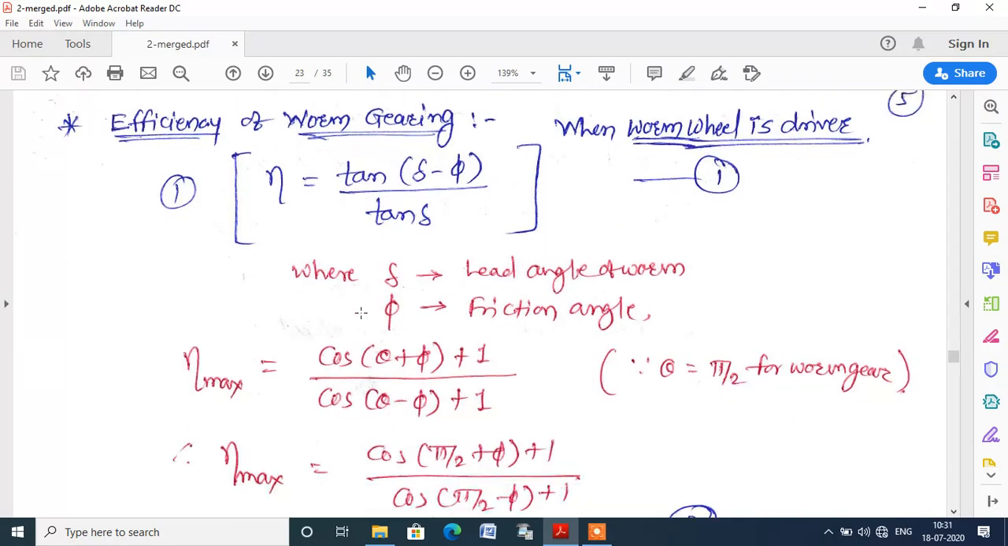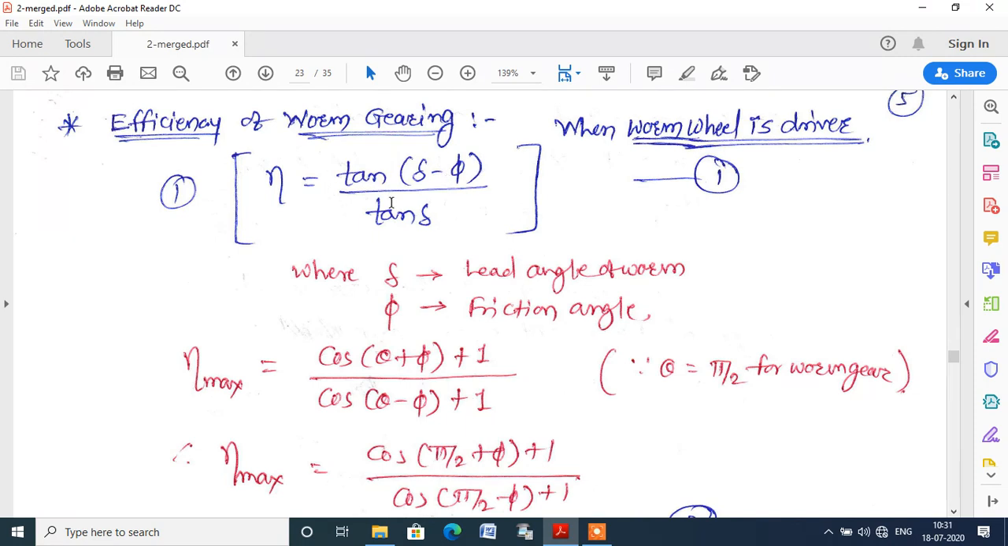Now we have to see efficiency. Already we have seen the derivation of efficiency of spiral gears. In the same way we have to approach this. Here I have written efficiency of worm gearing. Now there are some conditions. The first condition is when the worm wheel is the driver, meaning power is given to the worm wheel. Then what is the efficiency? This we can write down in the note. Efficiency is equal to tan of delta minus phi divided by tan delta.